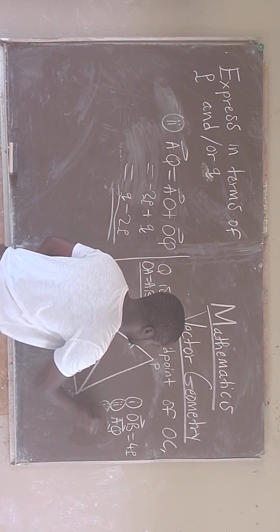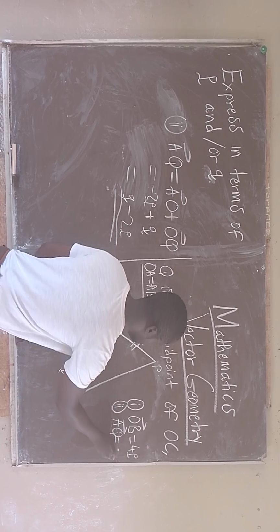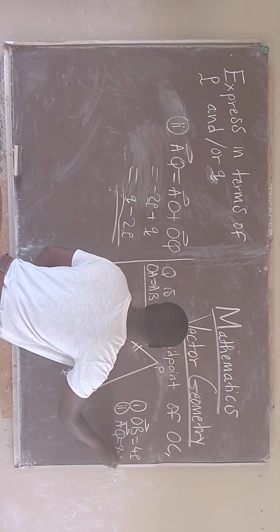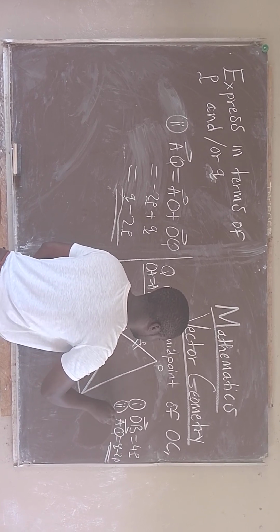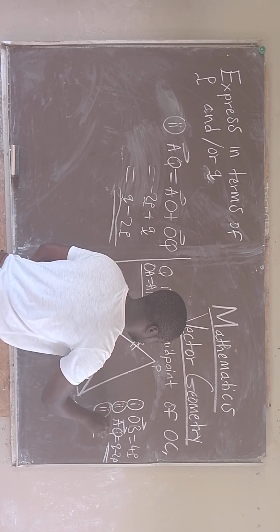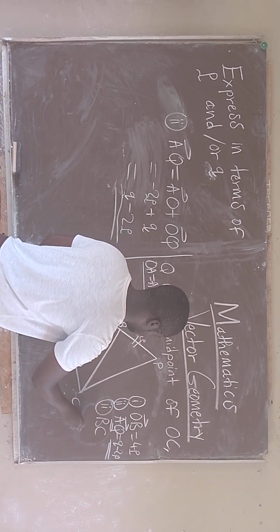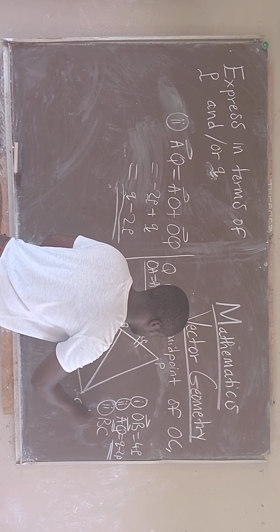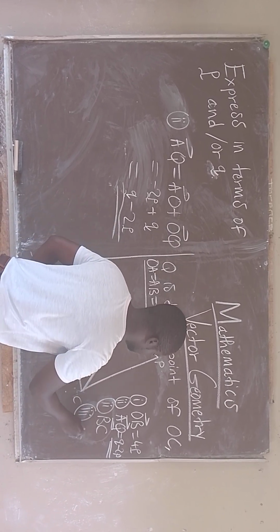We can show it somewhere here. So we have Q minus 2P. Very simple. So here we add BC, then from there we add CP.